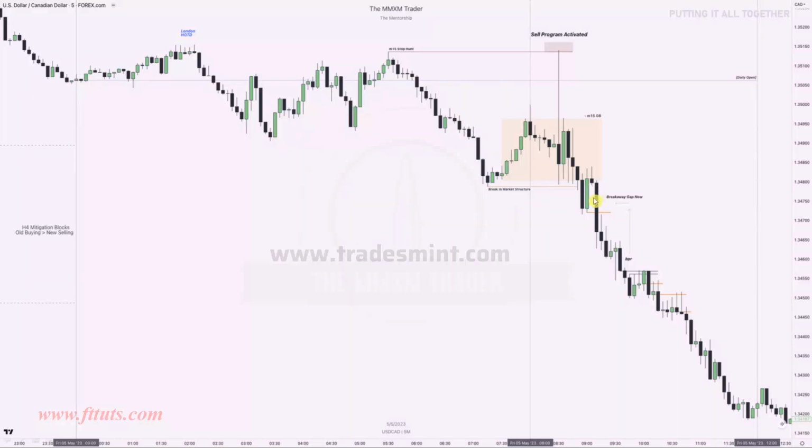Now we have a breakaway gap. So why do we have a breakaway gap? Think about that new PD array, that redelivered rebalanced PD array. So we have a BPR down here, again, because down, up, and then the next candle goes down. So we have a balanced price range up here. This fair value gap should never get tagged anymore until we reach that external range liquidity.